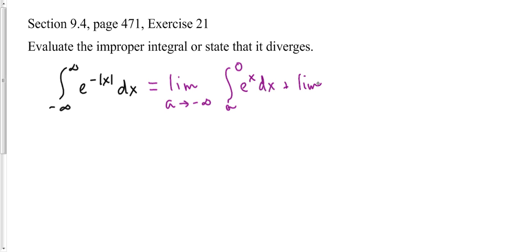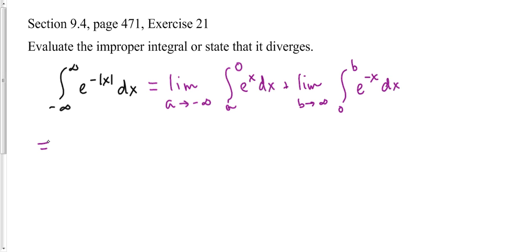plus the limit as b goes to positive infinity of the integral from 0 to b of e to the negative x dx. And we take the negative x for e to the negative x, because here we're going to be substituting in positive terms.